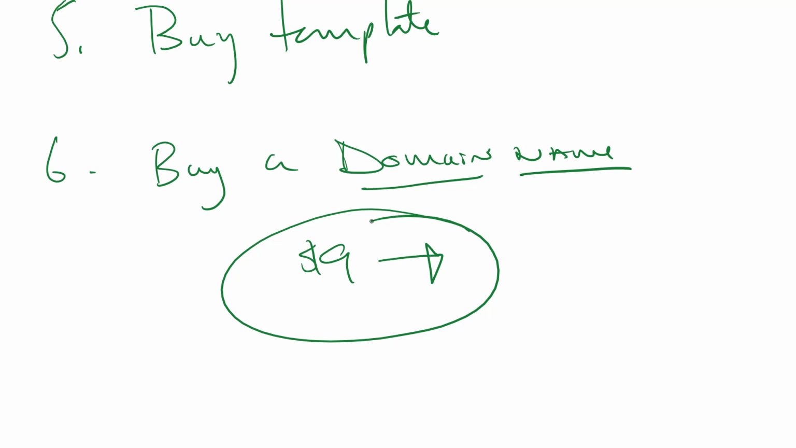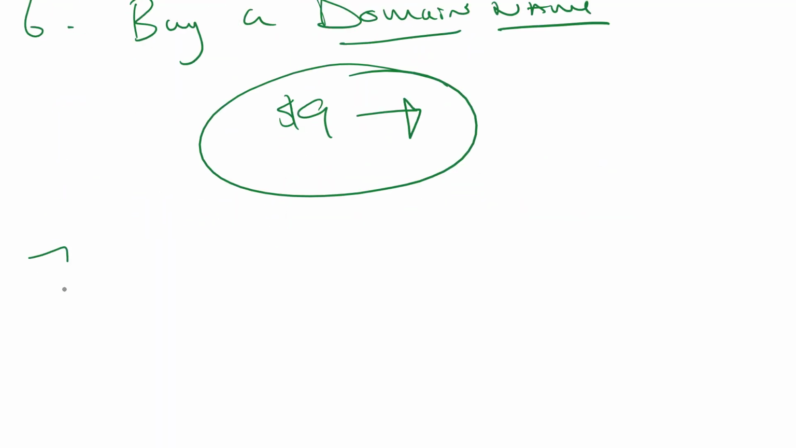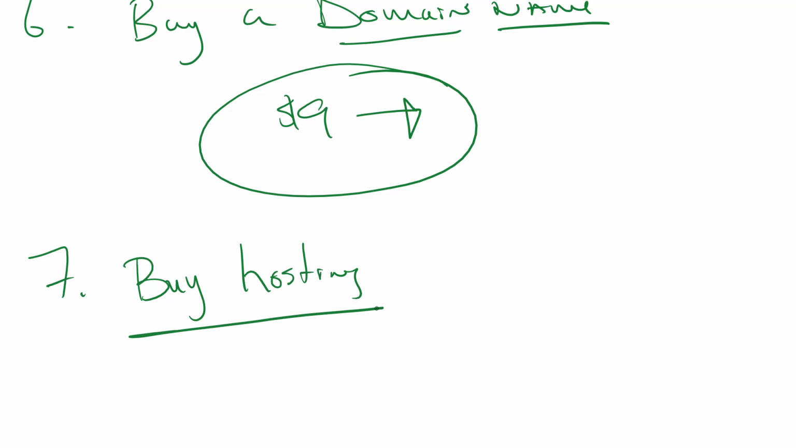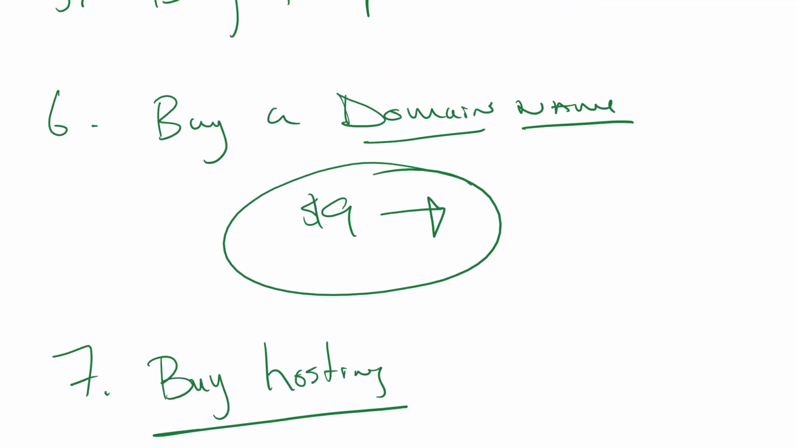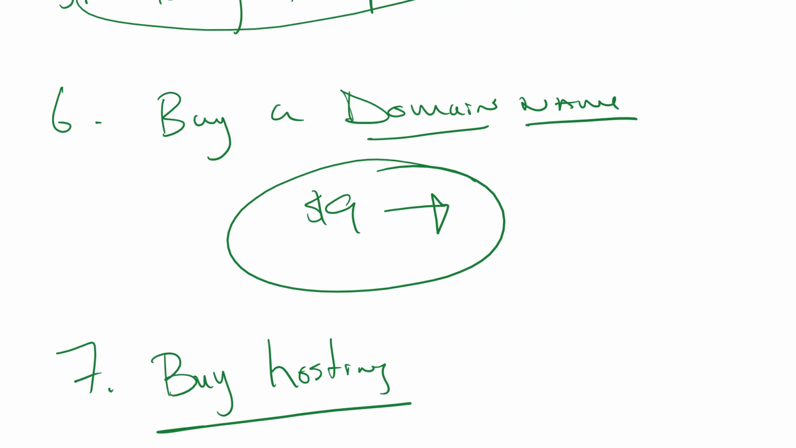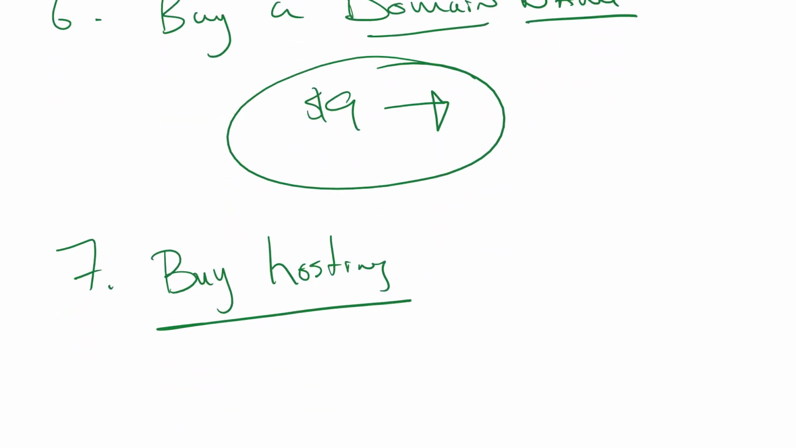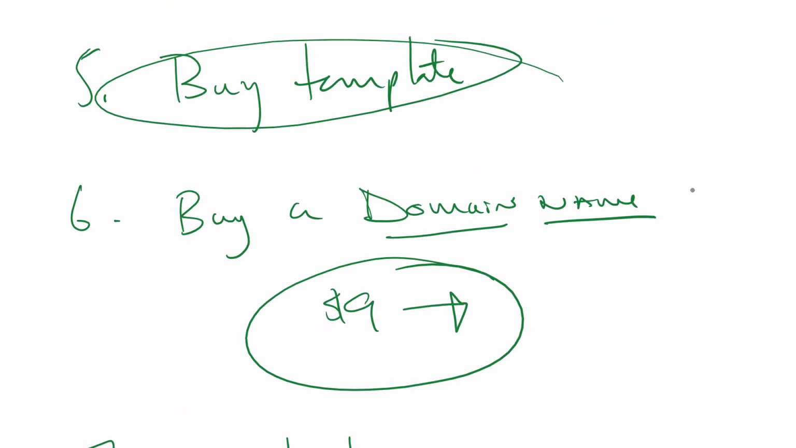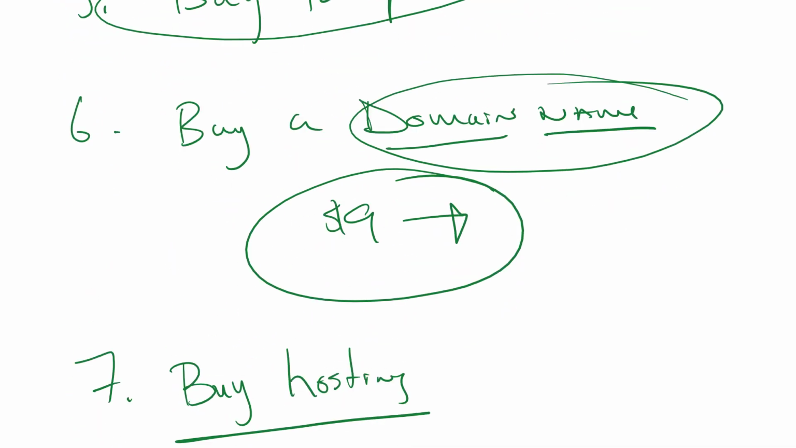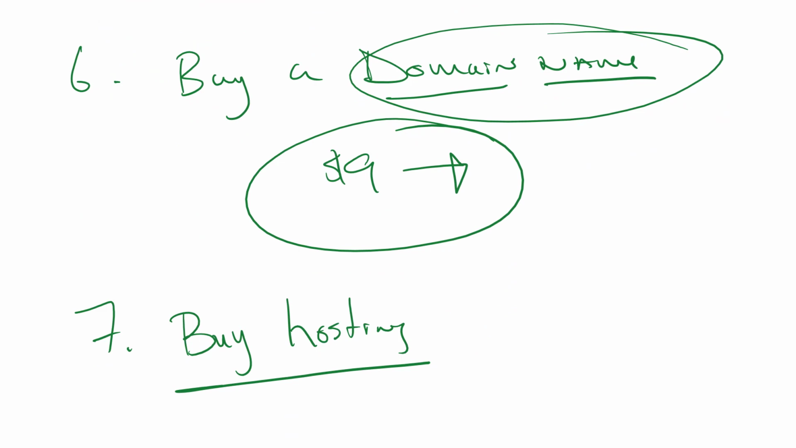Once you get your domain name going, then finally, you've got to buy hosting. When you buy hosting, your hosting company will give you the necessary information so you can upload your website, whether it be a template or a custom job. And then they'll help you to get it live on the web with the domain name you just bought. So this is an overview of the whole process.